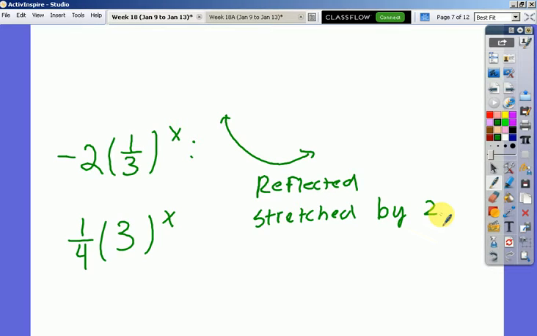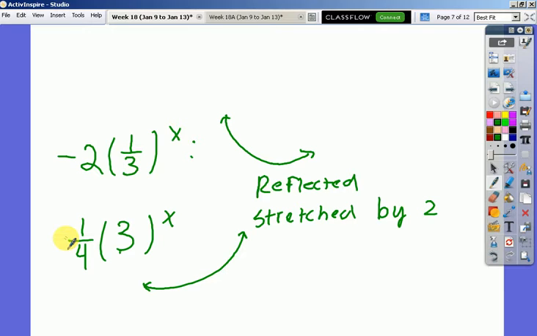Okay, looking at this next one, am I moving from the right to the left or from the left to the right? Left to right coming up because of what? Is it the 1/4 or the 3 that's making it move from left to right? It's because of the 3, right? Yeah? Okay, and so what transformations are taking place? Being compressed by a factor of?